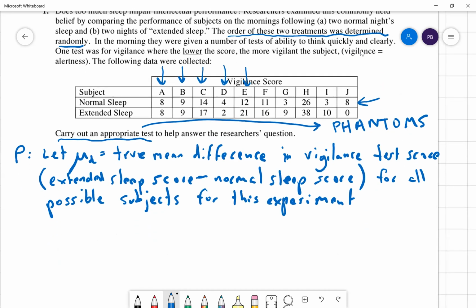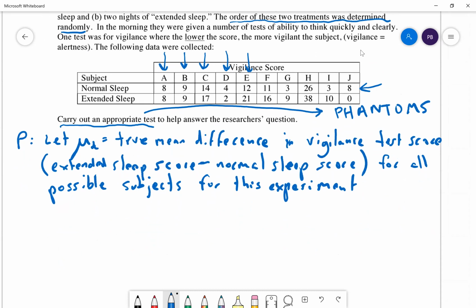So that's our parameter. Now we need to move on to H. That's where we define our hypotheses. So we have our null and our alternative hypothesis.